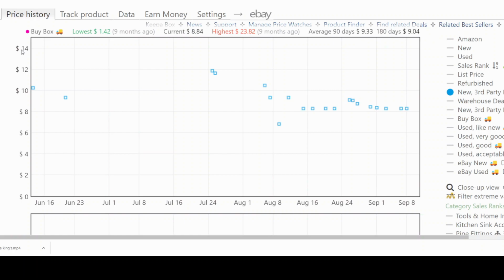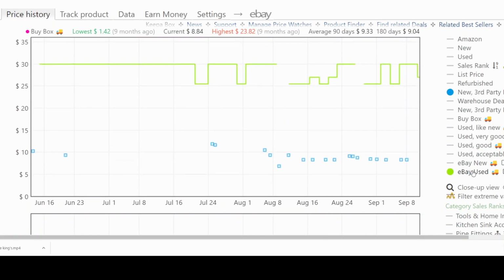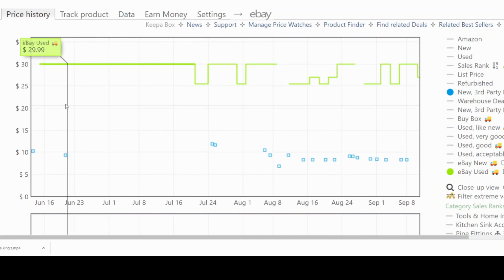And in this example, if I turn on the eBay used button, it expands the graph up to $35, as you can see up here. But you will likely not want to use or see those offers. But it is another piece of data that can be used, and with selling on Amazon, you only want to follow what the data tells you.